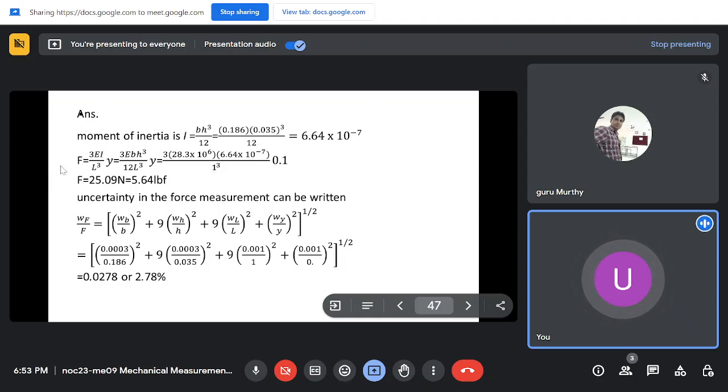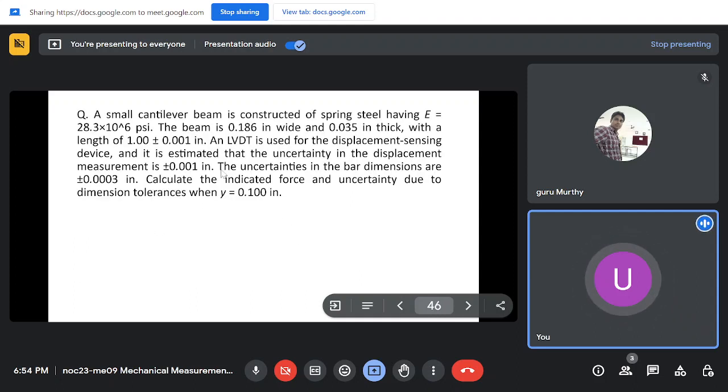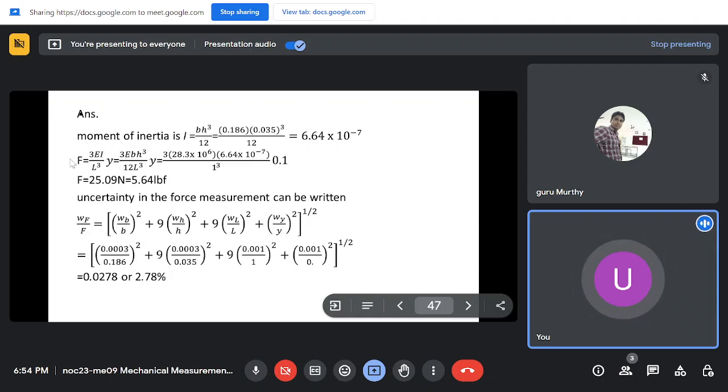So this is a cantilever beam. We know the moment of inertia, and we know the deflection at the end is FL cube by 3 EI. So deflection y is FL cube by 3 EI for the cantilever beam, and from there we substitute, we know the deflection, and we have to find out the force. We have been asked to calculate the indicated force and uncertainty. So force is what we have to calculate. We cross multiply and keep F on the left, and the rest of the terms are known.